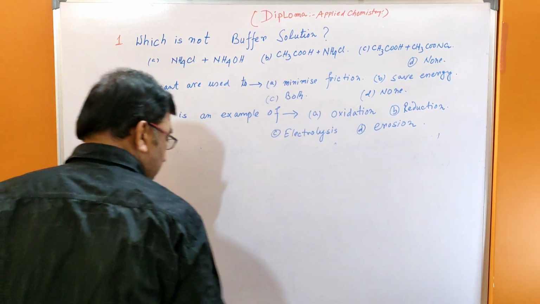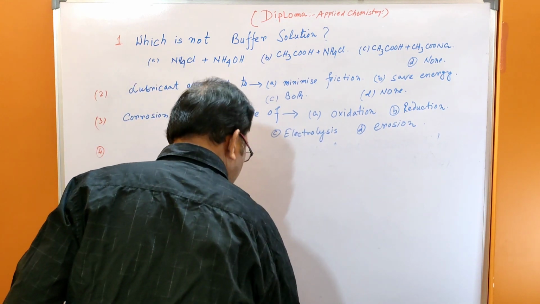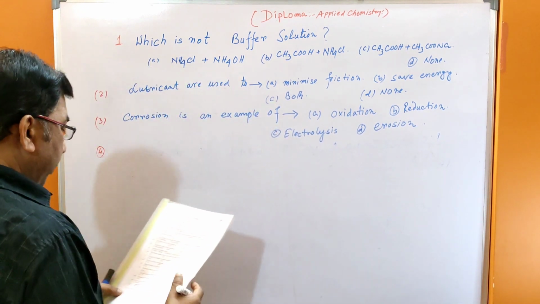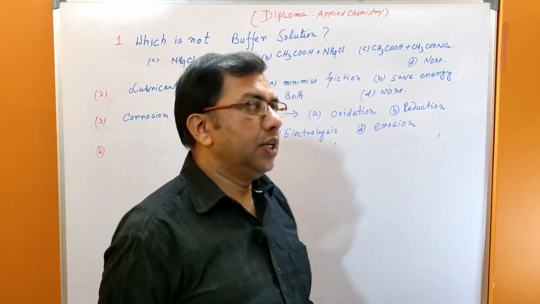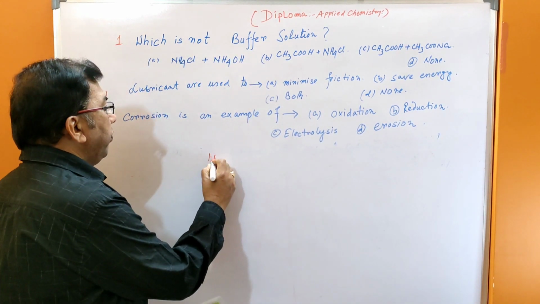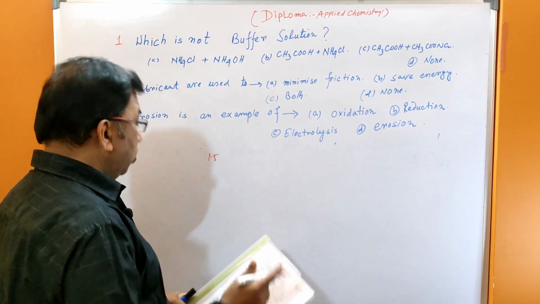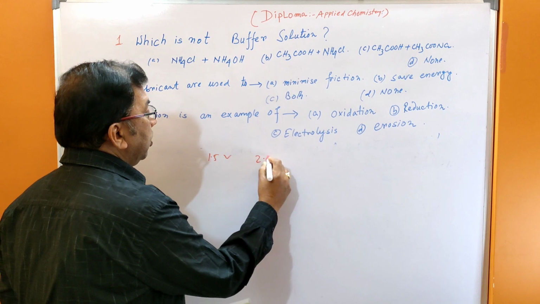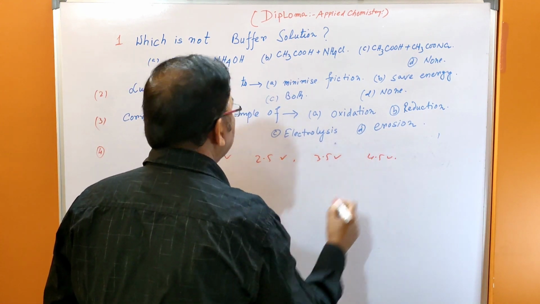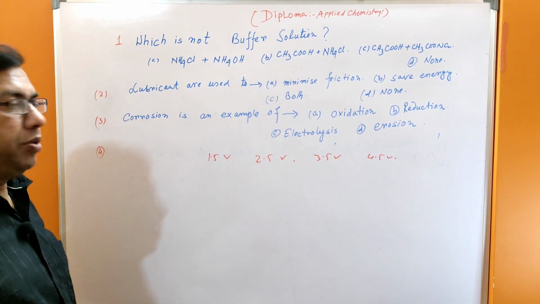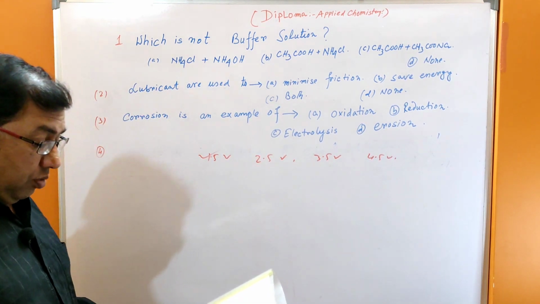The primary cell, all of you, give the potential of the primary cell: 1.5 volt, 2.5 volt, 3.5 volt, 4.5 volt. Which will be the answer? The primary cell always gives the potential of 1.5 volt. Clear?